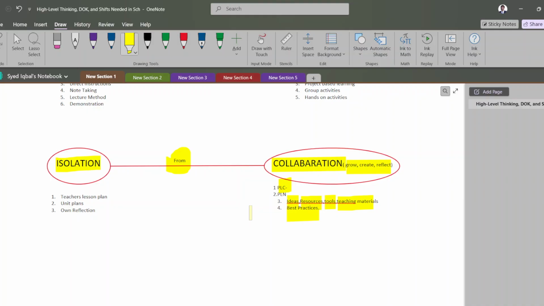We are not alone. We are in the world. We are not in isolation. We are not on an island. We have to share with other teachers, each other, to grow and to be an expert teacher.